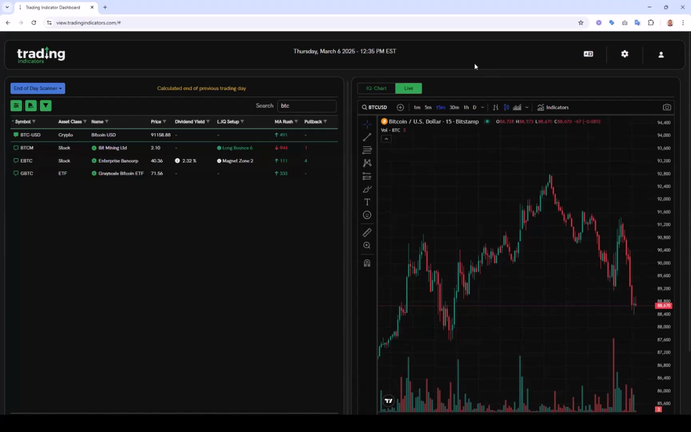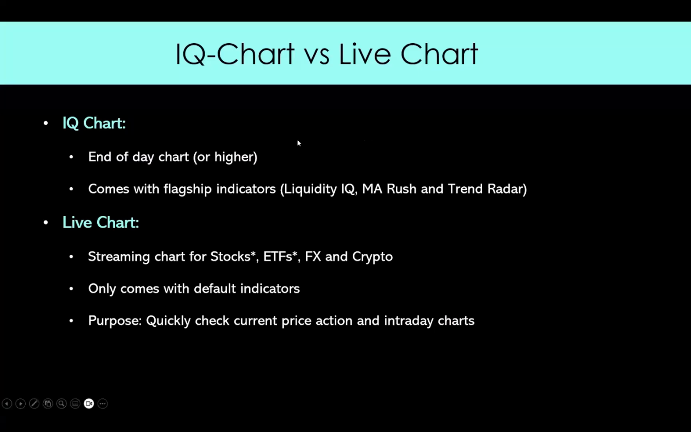All right. So, nonetheless, if we had to summarize or compare the IQ chart versus the live chart: the IQ chart is based off end of day, but it comes with our flagship indicators. Whereas the live chart gets you the streaming data for stocks, ETFs, FX, crypto. Stocks and ETFs are a bit delayed, but FX and crypto are real time. It comes with the default TradingView indicators, and the purpose of this live chart is to quickly check, hey, where's price right now? Where's the current price right now? And to use intraday charts.